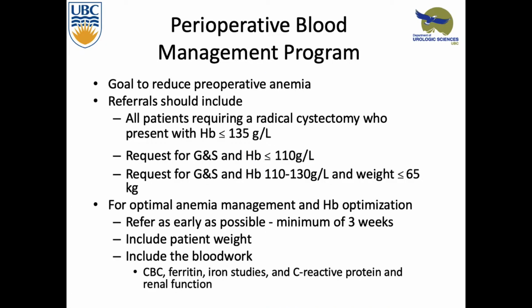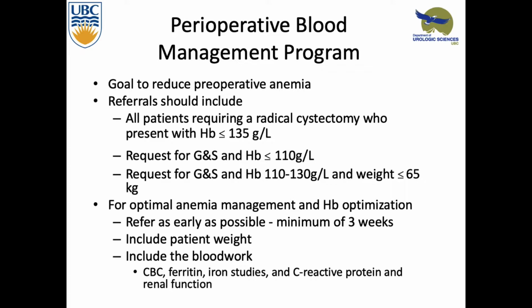Now looking at anemia and blood transfusion rates, there's a perioperative blood management program. The goal is to reduce perioperative anemia. Referrals to this should include all patients requiring a radical cystectomy who present with a hemoglobin of less than or equal to 135, and request for group and screen, and hemoglobin less than or equal to 110, and request for group and screen and hemoglobin between 110 and 130 for patients who are lower in weight, less than 65 kilograms.